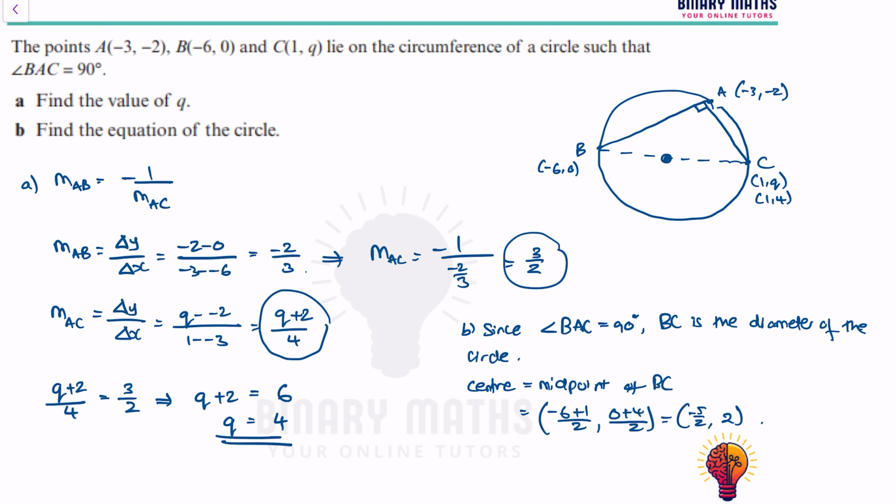Now the radius is half the diameter. So I need to work out the distance between B and C. The radius is half times the distance of BC, which is half of the square root of 1 take away -6 squared plus 4 take away 0 squared, which is half of 7 squared, which is 49, plus 4 squared, which is 16. And that means you get half of root 65.